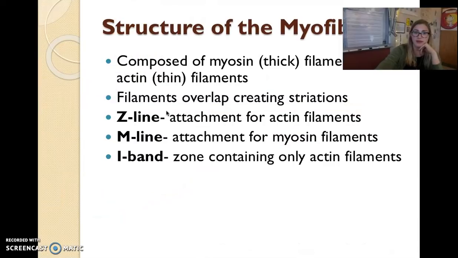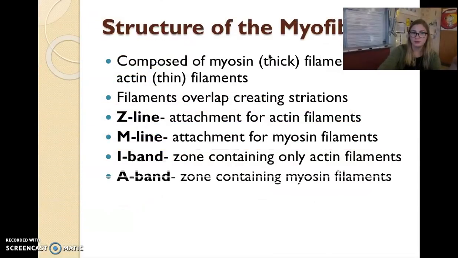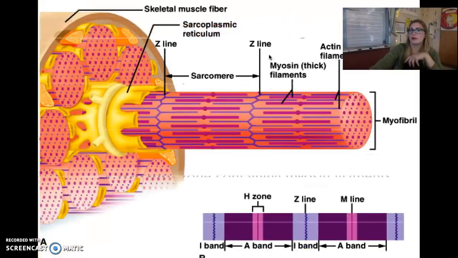Then we have the I-band. It only contains actin, so the I-band only has actin fibers. That's like surrounding the Z-line. So the I-band surrounds the Z-line because that's the only place where we see actin. We have the M-line, and then the Z-line is a zigzag shape on its own. The A-band only contains myosin, so once again, the A-band kind of surrounds the M-line. So the I-band surrounds the actin in the Z-line. The A-band surrounds the myosin within the M-line. There's a lot.